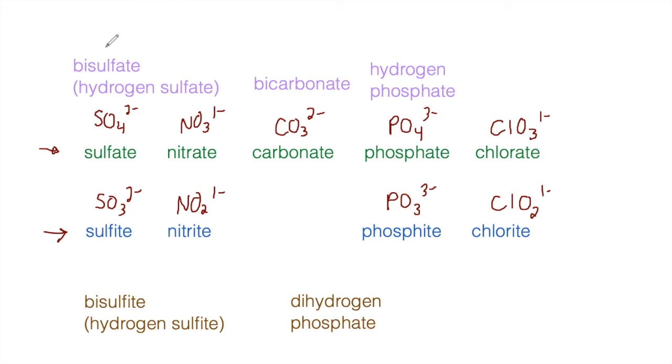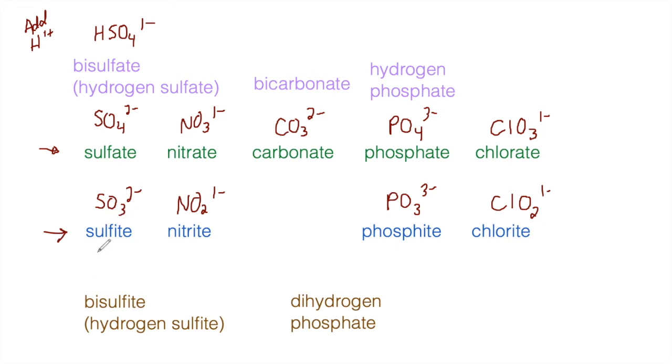Another pattern that we can see is that we can add a hydrogen ion to some of these ions. And when we add a hydrogen ion to sulfate, we can call it hydrogen sulfate, or we can call it bisulfate. So adding an H+ puts an H at the beginning, so we're adding the H. And since we're adding a plus, when we add a plus to this -2, we get a 1 minus. So -2 plus 1 makes -1. So the bisulfate ion is HSO4 with a -1 charge.